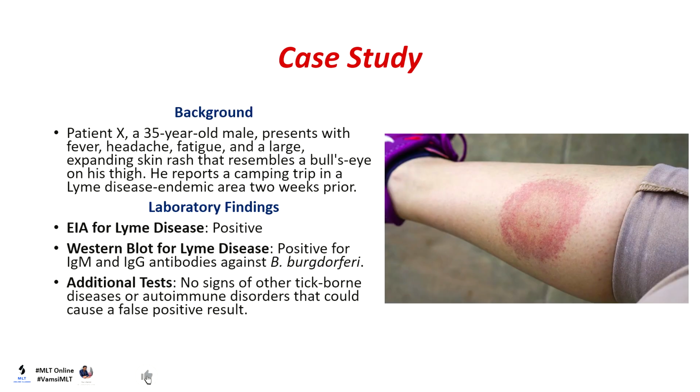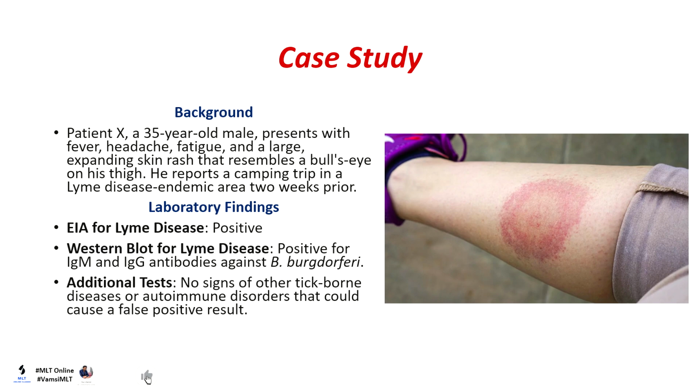Sample case study: Patient X. Background. Patient X, a 35-year-old male, presents with fever, headache, fatigue, and a large, expanding skin rash that resembles a bullseye on his thigh. He reports a camping trip in a Lyme disease endemic area 2 weeks prior.